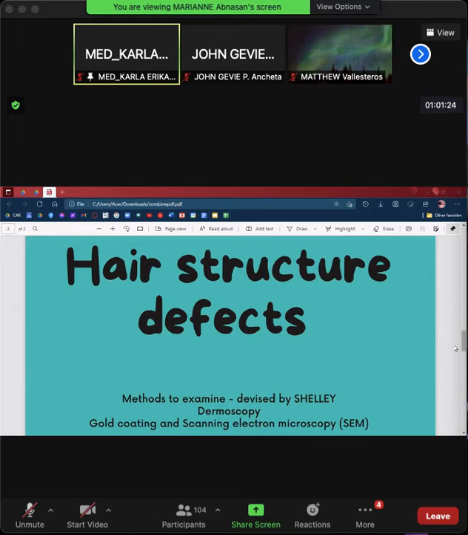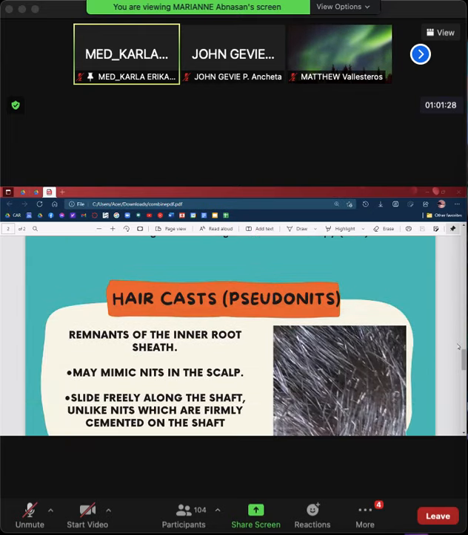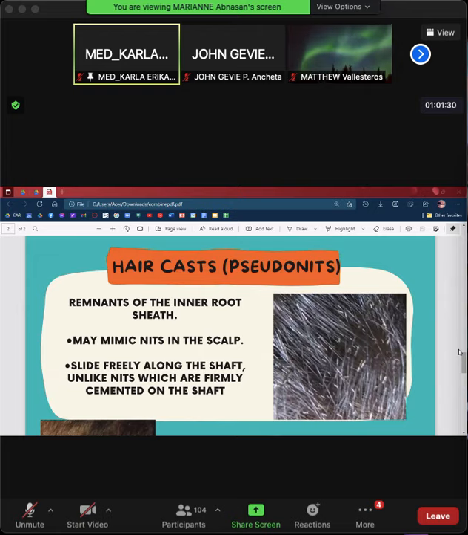So first is the hair cast or pseudonits. So these are the remnants of the inner root sheaths. They may mimic nits in the scalp as seen in the picture. However, this slides freely along the shaft, unlike the nits, which are firmly cemented on the shaft of the hair.